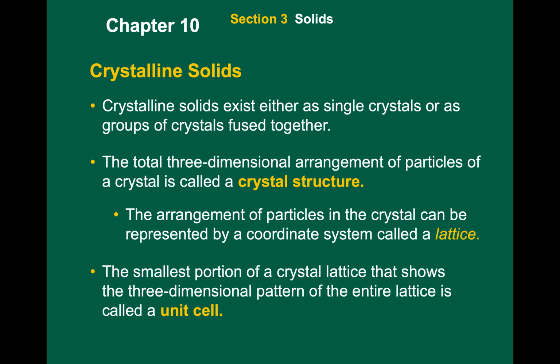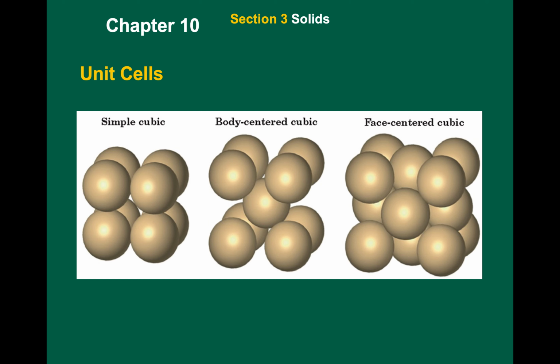So we take a crystal structure and we break it down into what we call a lattice. The lattice is like the highly ordered GPS coordinate system, if you will. And then we look at that GPS coordinate system and we break it into one of three possibilities referred to as unit cells. So there are three.